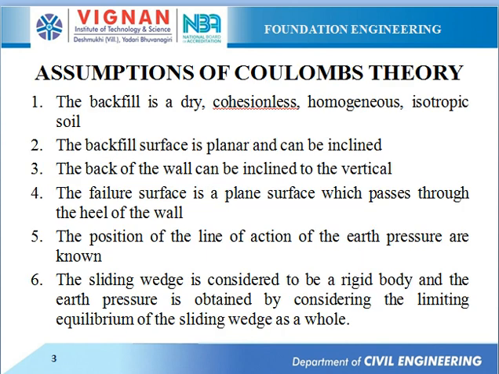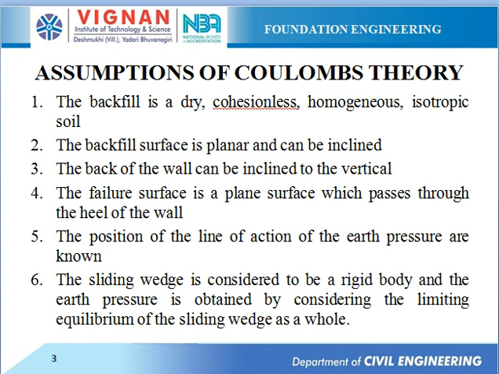Next, Coulomb gave a few assumptions for determining the earth pressure for a particular soil mass. He stated that the backfill material must be dry, cohesionless, homogeneous, isotropic soil material, and the soil surface is planar and can be inclined. The back of the wall can be inclined from the vertical. The failure surface is a plane surface which passes through the heel of the wall.